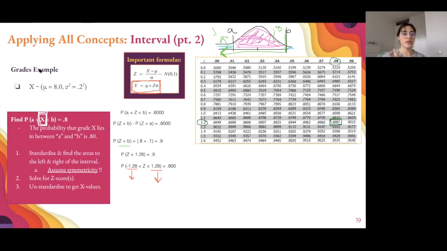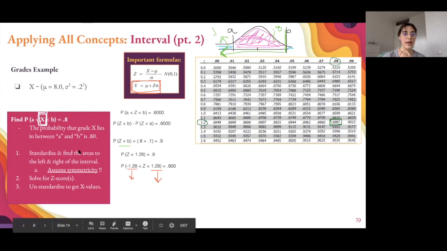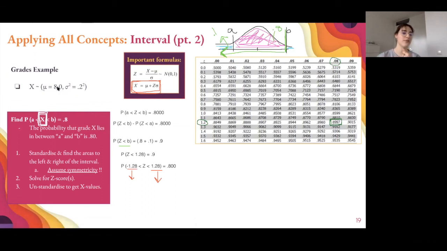So I want you guys to do that on your own using the formula. And again, the mu and the standard deviation that you need are in the top left corner. I want you guys to let me know what you get for what A is equal to and what B is equal to. All right, in terms of time, I don't want to go over by too much, so I'm going to go ahead and also do the problem alongside y'all.